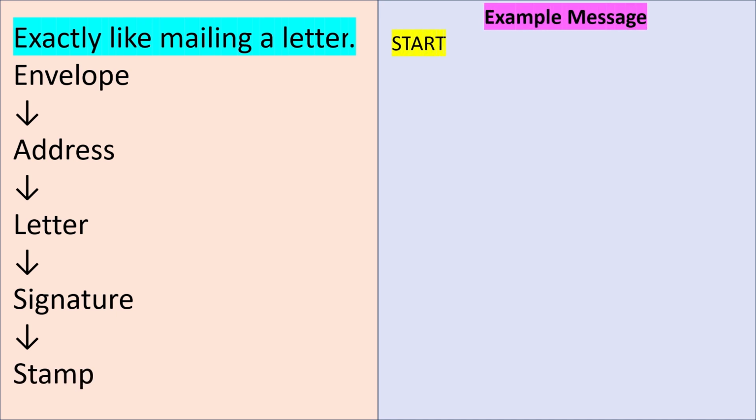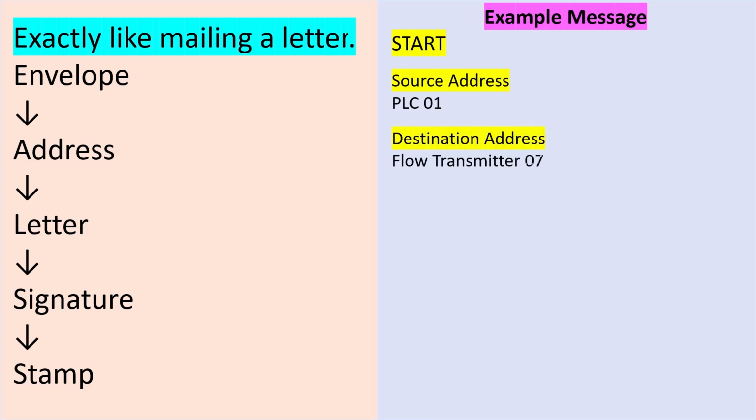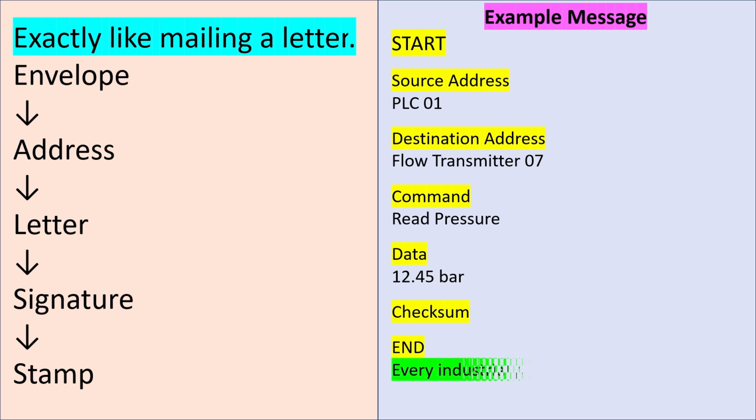Example message. Start. Source address PLC 01. Destination address flow transmitter 07. Command: read pressure. Data: 12.45 bar. Checksum. End. Every industrial protocol follows this basic idea.